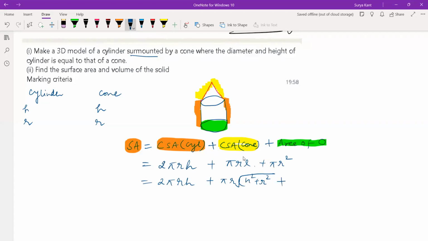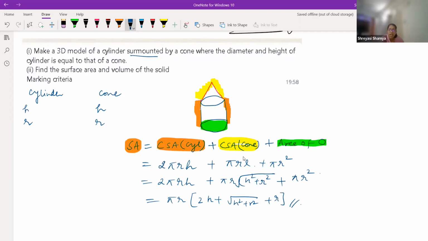And plus pi r square. So what is common in these two? Pi r is common. So what will come in the bracket? 2h plus root over h square plus r square, plus r. This is the only answer, Dhatri. So this is the only answer, sir. We cannot go further with this. Dhatri, yes sir, this is the final answer.